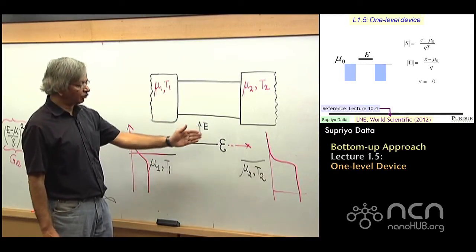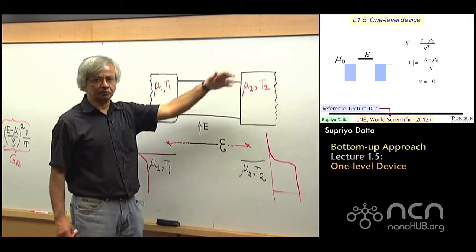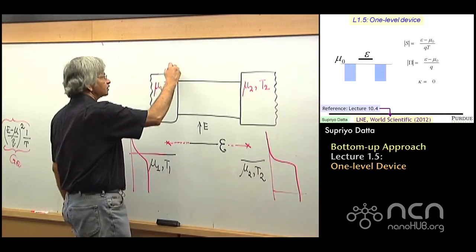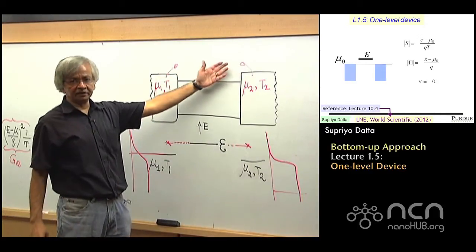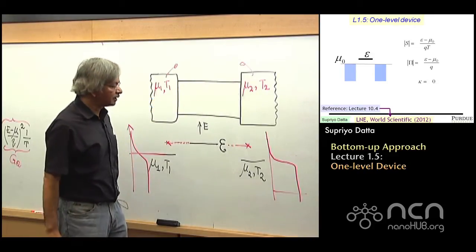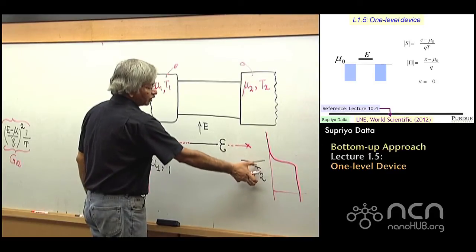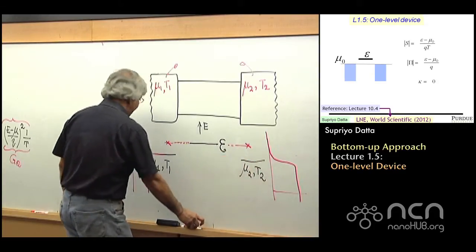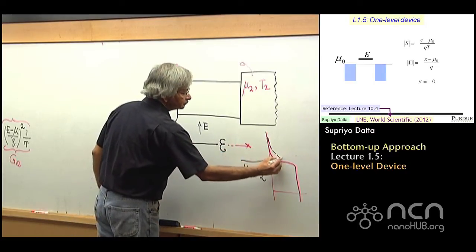But when electrons flow, they will pile up here, because we are not letting them get out. It's open circuited. So if you don't let them get out, they'll pile up here, and because they pile up here, the overall electrochemical potential will rise somewhat. It'll rise a little bit, like so.